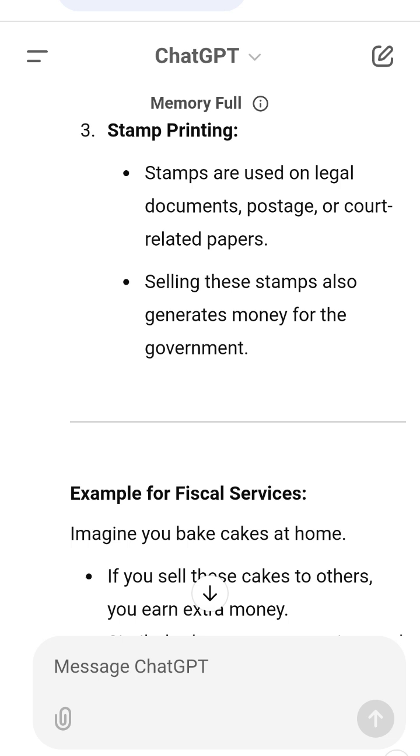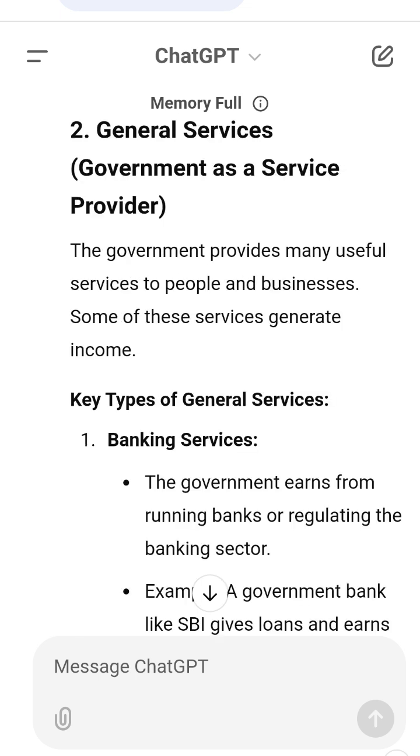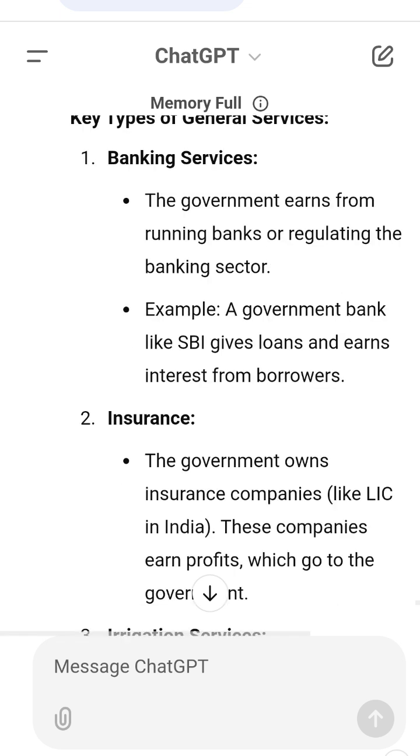Why are these incomes important? 1. They provide extra money to the government. 2. This money can be used to build roads, schools and hospitals, pay salaries to government workers, fund welfare programs for the poor. They reduce the need for the government to increase taxes.